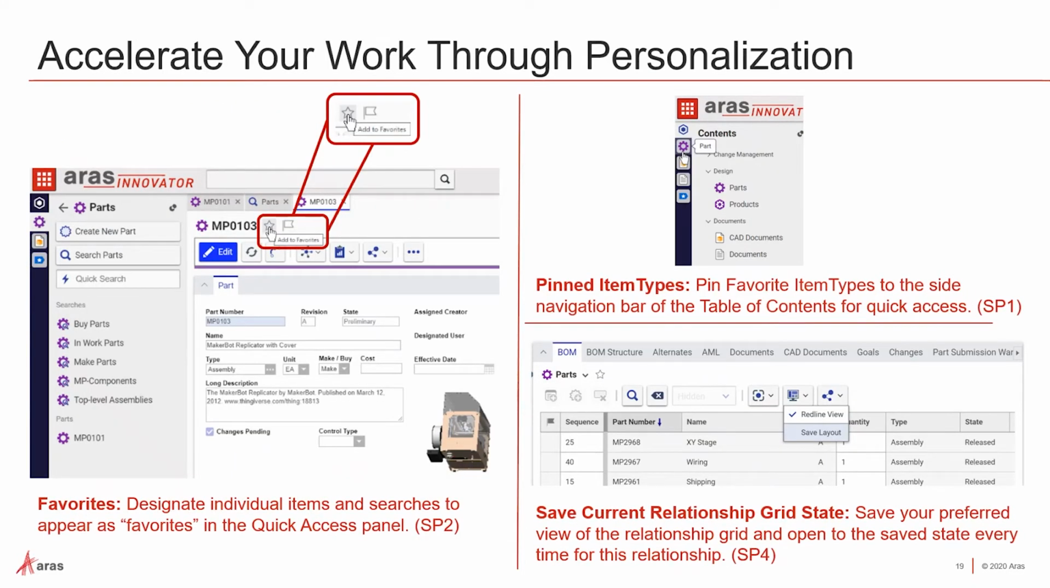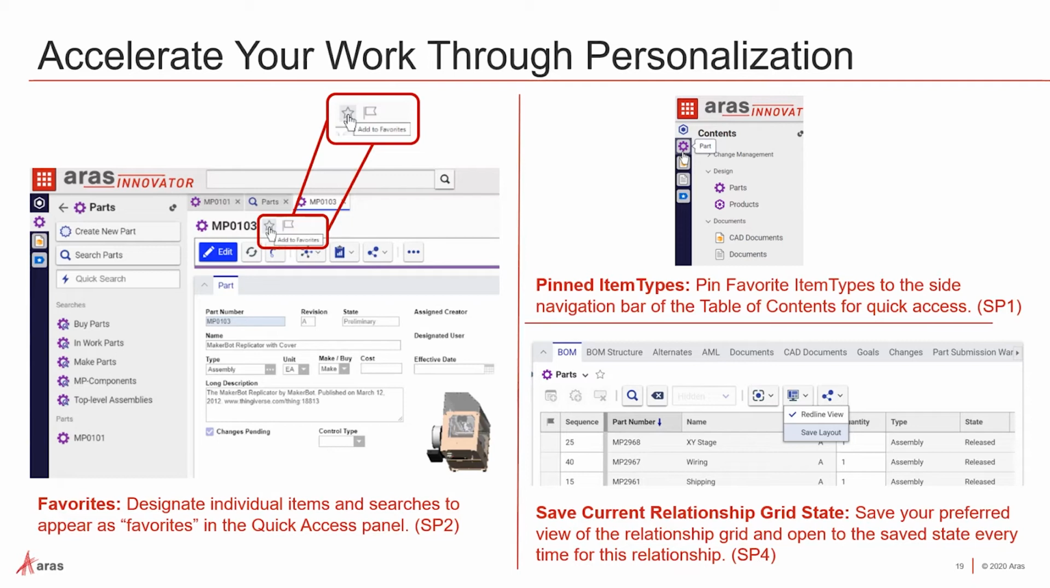Then we can accelerate your work through personalization. A lot of ability to customize what you see on the screen, what you work with. So favorites is a big addition in 12. This extends what we had before with saved searches, which are now called favorite searches. In addition, being able to save favorite items and store them on the quick access panel on the left, so you can easily get back to that item or that search.